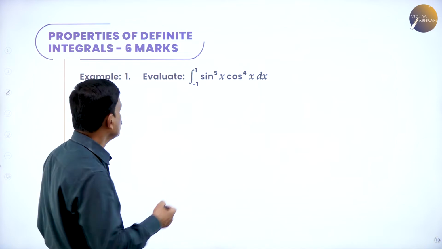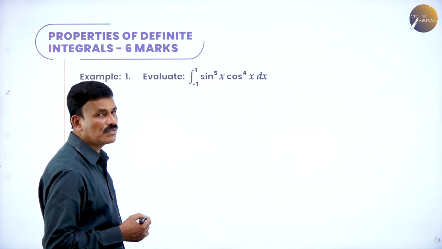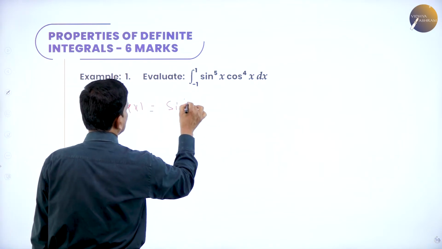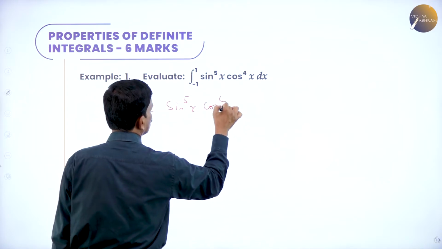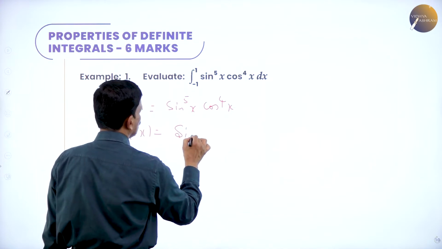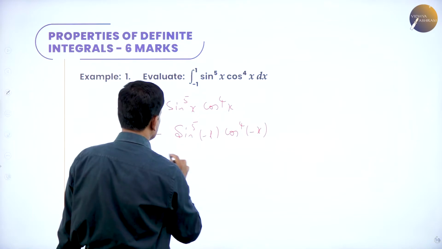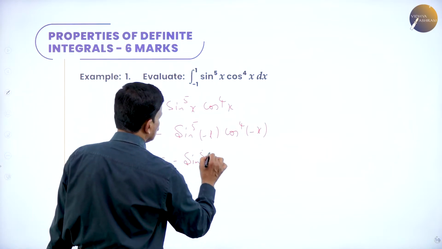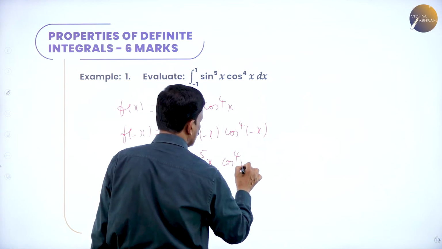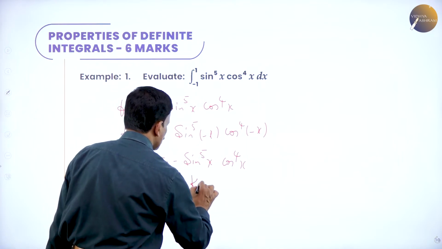So using that property, evaluate integral minus 1 to 1 sine to the power of 5x cos to the power of 4x. Now here let us consider the function f of x is sine to the power of 5x into cos to the power of 4x. Suppose if x is replaced by minus x, sine to the power of 5 times minus x into cos to the power of 4 times minus x. So this is minus sine 5x and cos to the power of minus 4x is equal to cos of 4x, plus times. So what you will get is equal to minus f of x.